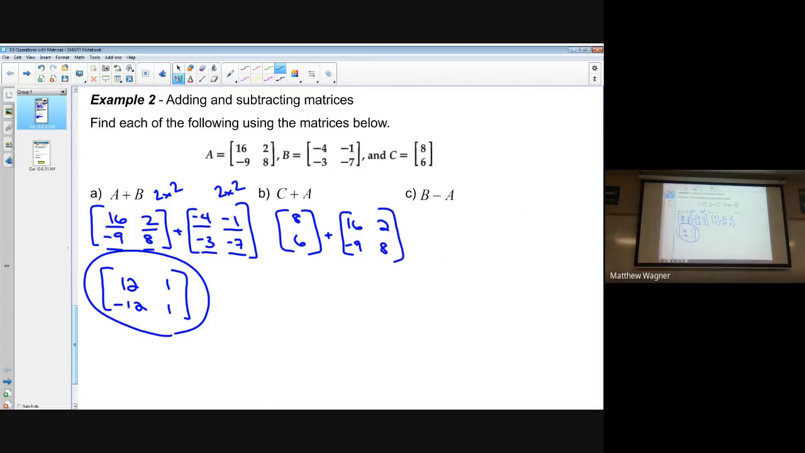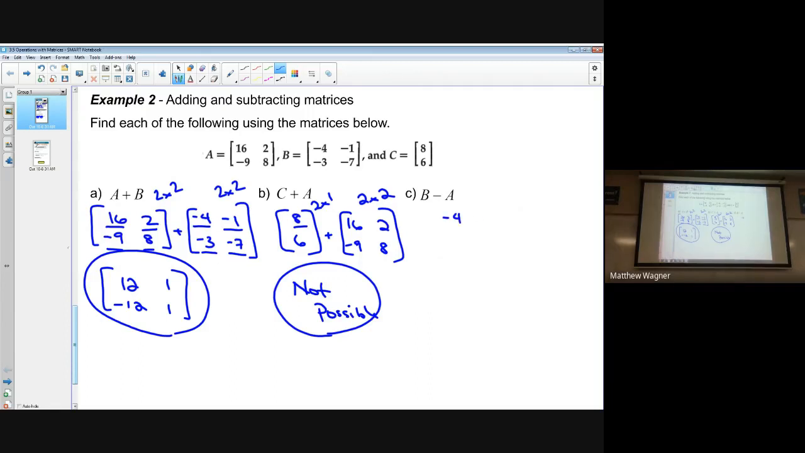If you notice, this has 2 rows, 1 column. And this is 2 rows, 2 columns. What does 8 correspond to? This one's not going to work. In order to add and subtract matrices, they need to have the exact same dimensions. So in this case, it does not work. Putting C and A together is not possible.